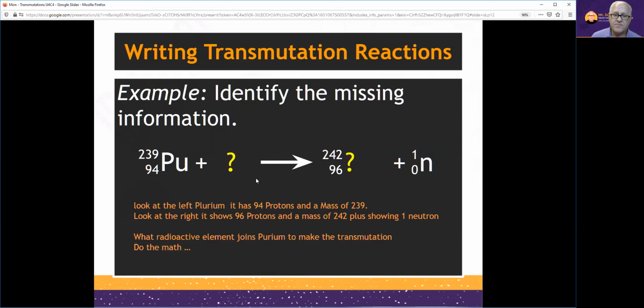So let's do the math. If we take plutonium and we add helium, 94 plus 2 gives us 96. 239 plus 4 gives you 243, but we end up removing 1 neutron to make 242. And so this becomes curium. So plutonium takes on an alpha particle and becomes curium.